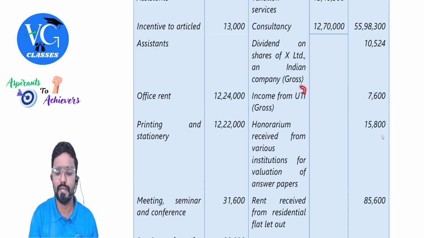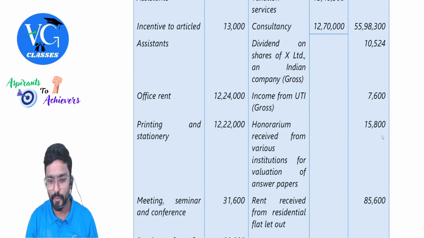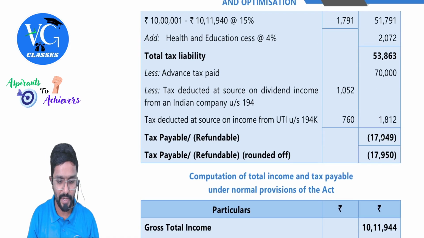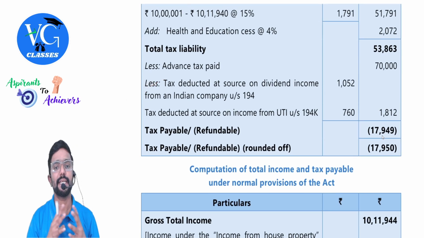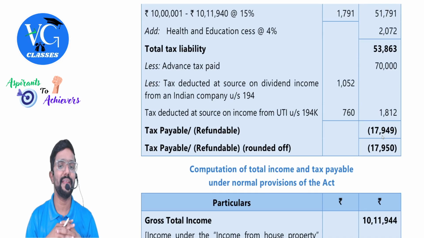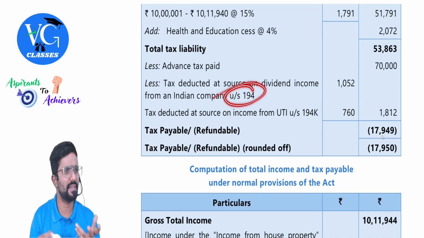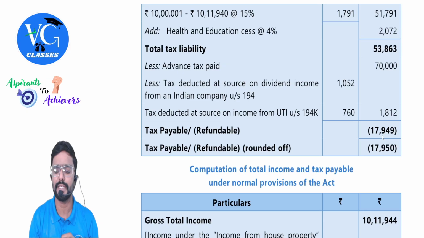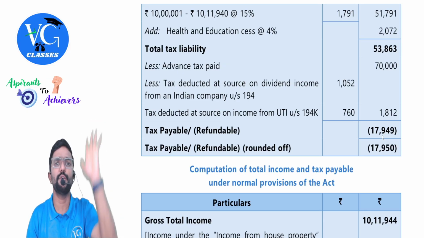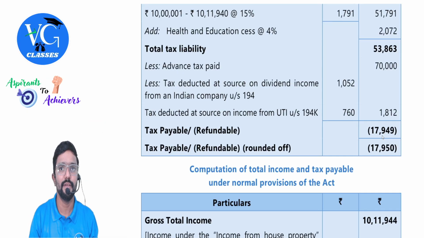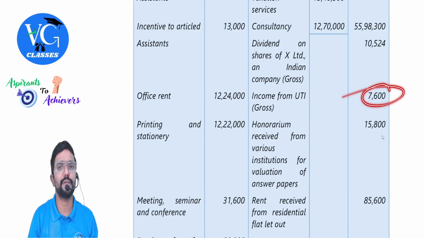Clear TDS. This is under section 194K, not 194. Okay, please be careful. So we are reducing that also. Tax deducted at source on dividend income from an Indian company under section 194, that is TDS on dividend income, 10% tax. So whatever income is there into 10%. TDS rate is 10%. Yes. So tax deducted at source on the income from UTI under section 194K, 10%. Again 760. Okay, whatever is there into 10%.